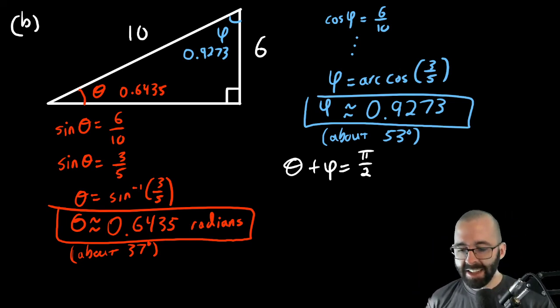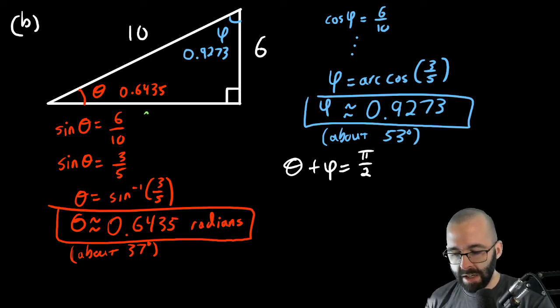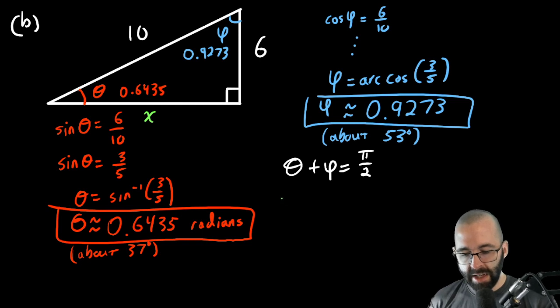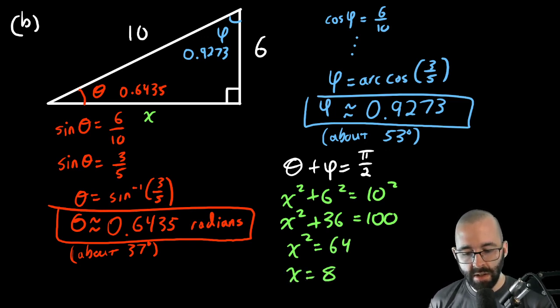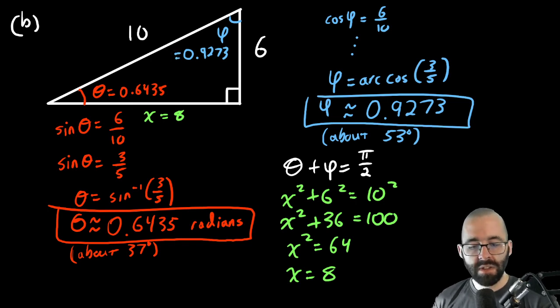All right. Last thing we need to do is we need to find out what our x value is. Let's do that in green. Well, again, x squared plus 6 squared equals 10 squared. Simplify that out. Subtract 36. Take the square root. X is equal to 8. And there we go, just like that. We have solved the triangle.